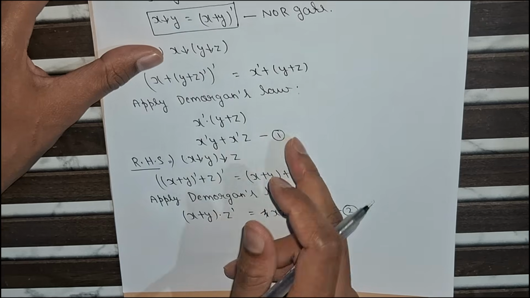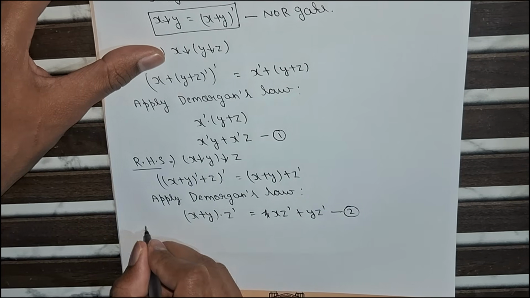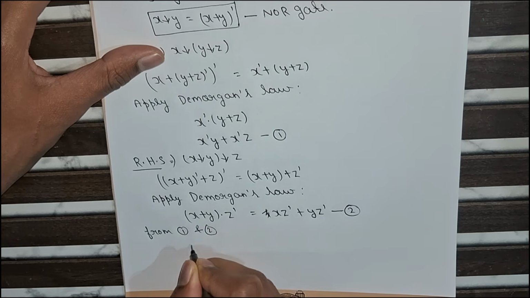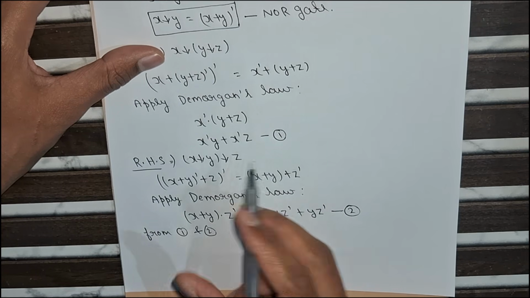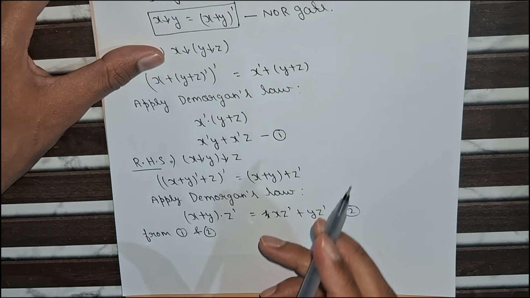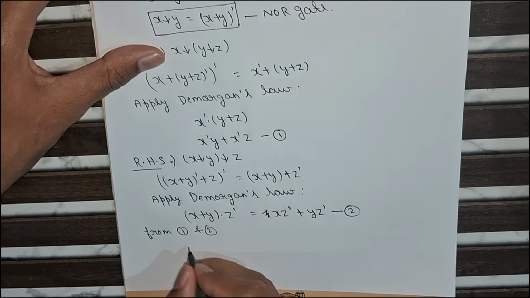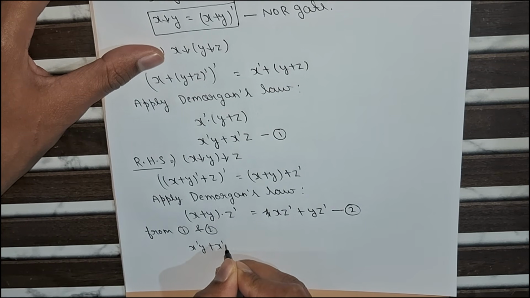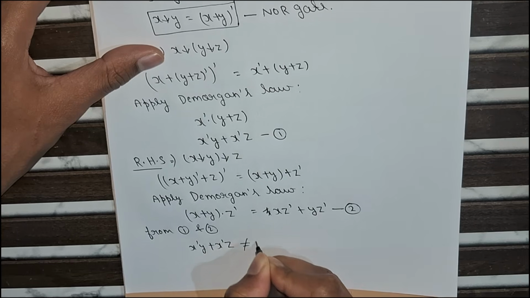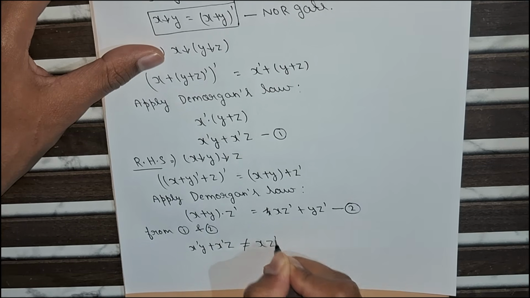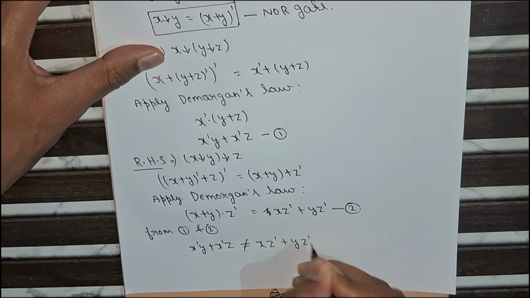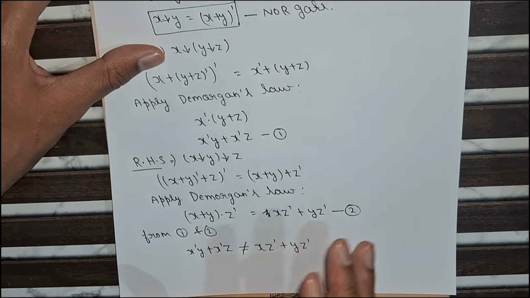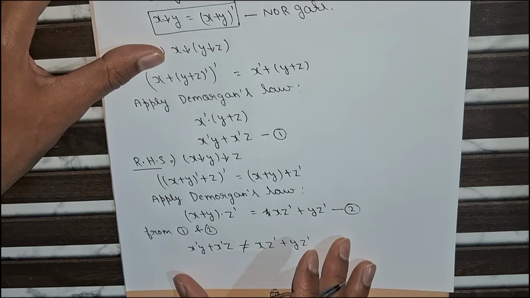So from equations 1 and 2 we can see that it is not following the associative property, like x'y plus x'z is not equal to xz' plus yz'. So the conclusion is that NOR gate is not following the associative property.